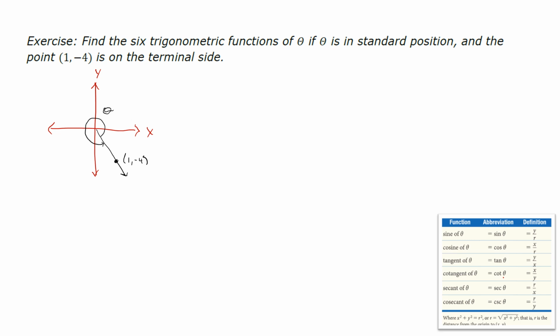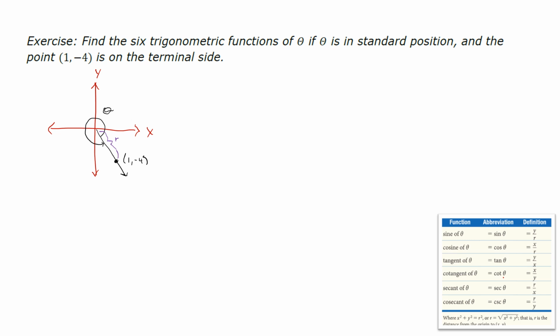Knowing this, we can then identify our angle theta. Our initial side always starts on the x-axis and it goes in one complete rotation, and then it lands on our terminal side that has a point (1, -4). Now r is the distance from the origin to our point. So r would be this distance right here.